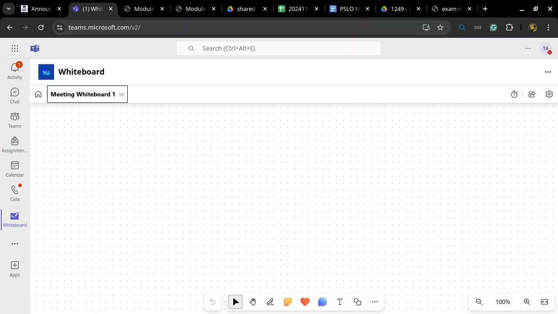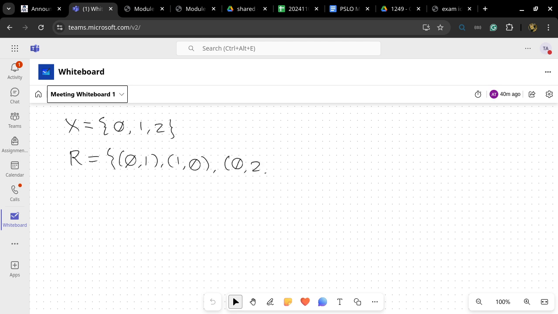So today I'm trying this fancy thing, because I can write here. Okay, we'll just say that X is 0, 1, and 2, just like in the question. And then R is going to be, let's say, (0, 1), (1, 0), (0, 2), and then (2, 0).